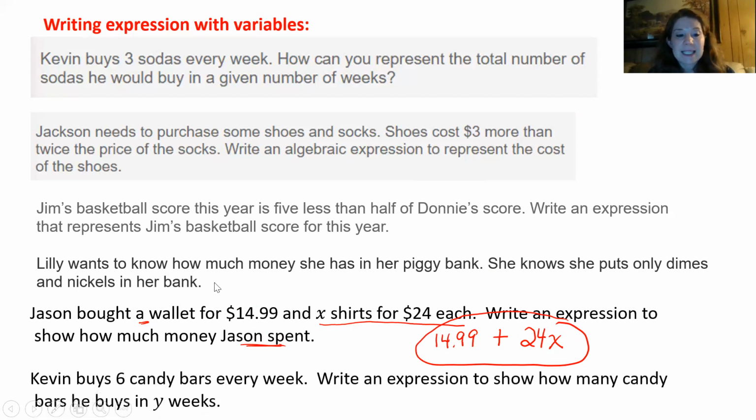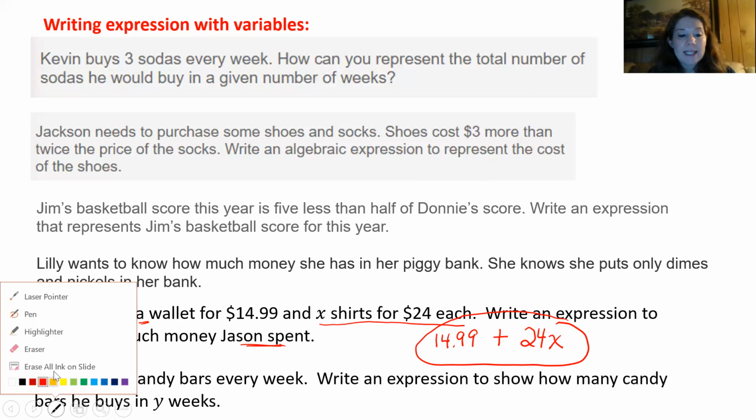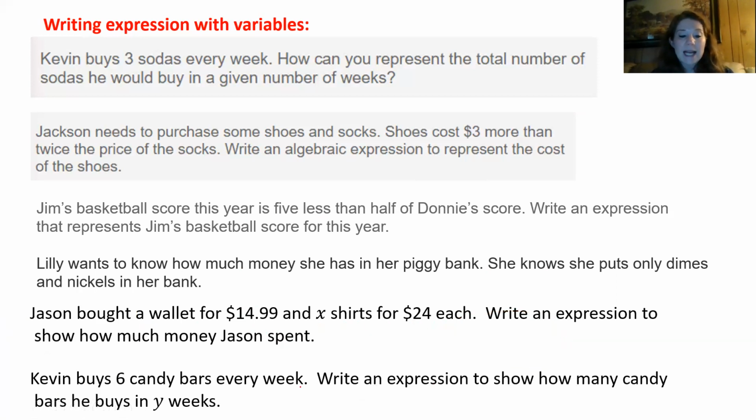Kevin buys 6 candy bars every week. Write an expression to show how many candy bars he buys in Y number of weeks. Well, this is just like the first one, isn't it? We don't know how many weeks, so we're going to leave this as a variable. So however many weeks it is, what would we do with that number? We would multiply it by 6. So the whole expression is simply 6y. And that's all the information we have.